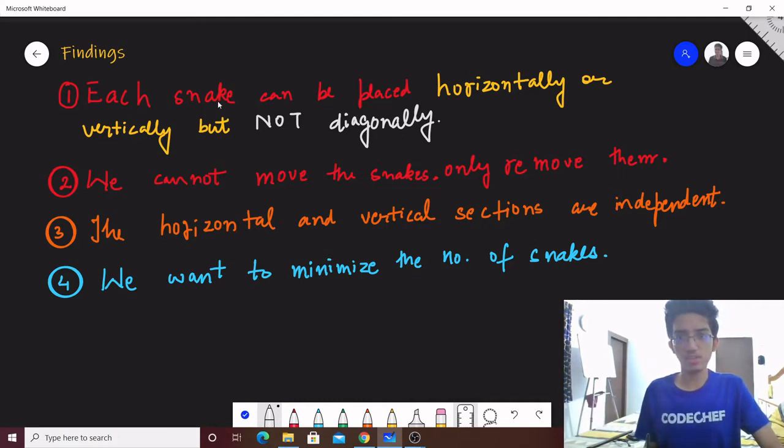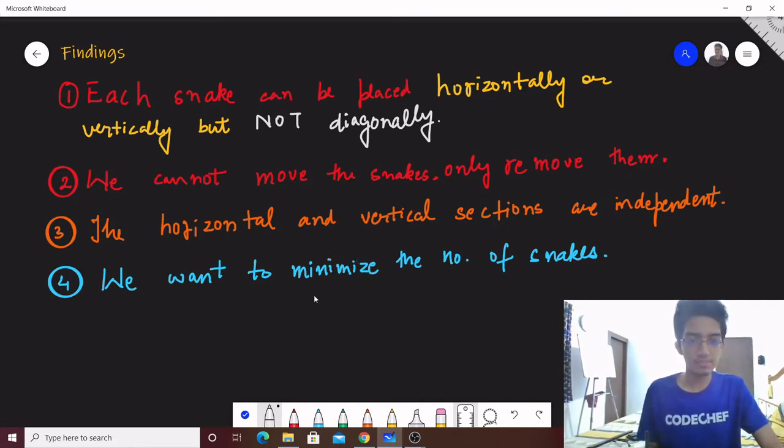Each snake can be placed horizontally or vertically, but not diagonally, given in the question. We cannot move the snakes, we can only remove them, again given in the question. The horizontal and vertical sections are independent. This is something that we observed while looking at the samples. And fourth, we want to minimize the number of snakes. Again, this is given in the question.